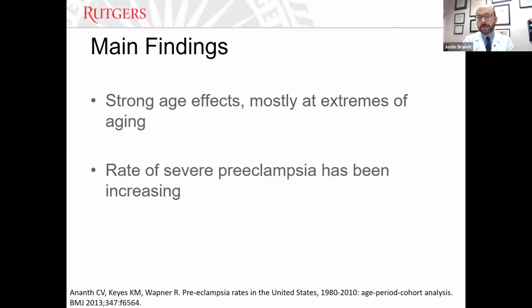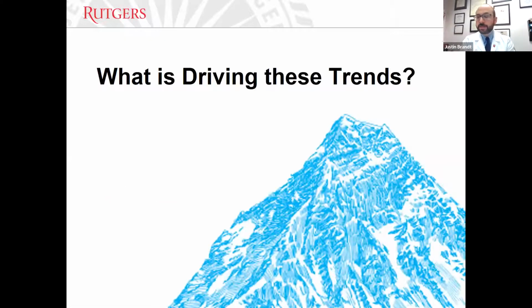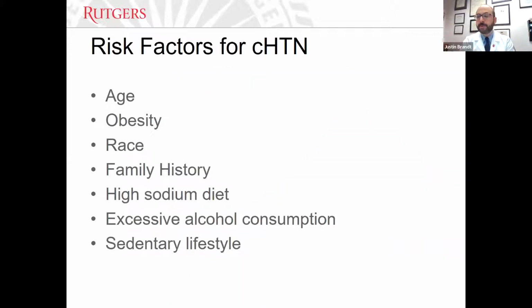So looking at the epidemiology of preeclampsia, we see strong age effects, mostly at the extremes of age, and the rates of severe preeclampsia appear to be increasing. So what's driving these trends? What are the factors that are leading to an increase in chronic hypertension in the United States and increases in preeclampsia with severe features? Well, let's take a moment and look at risk factors for chronic hypertension.